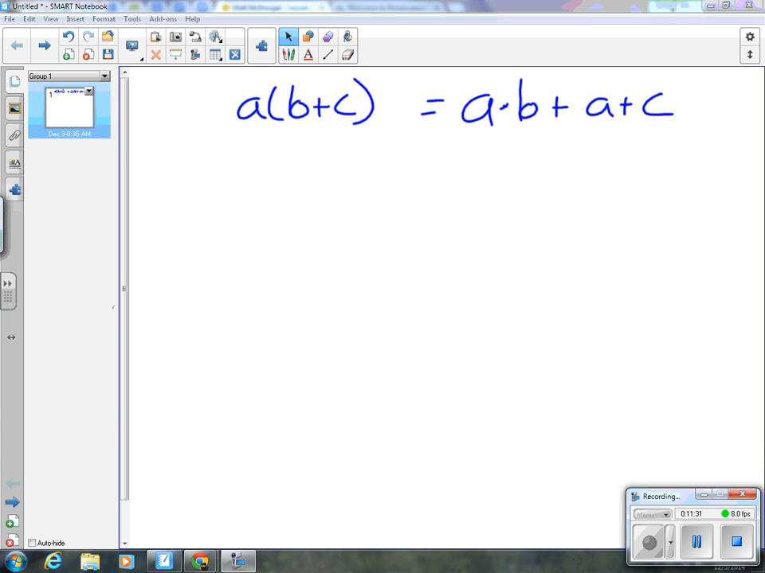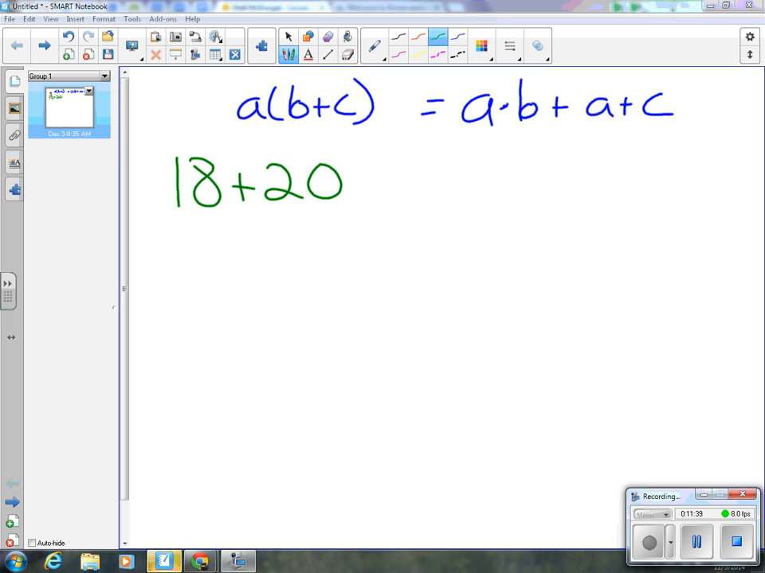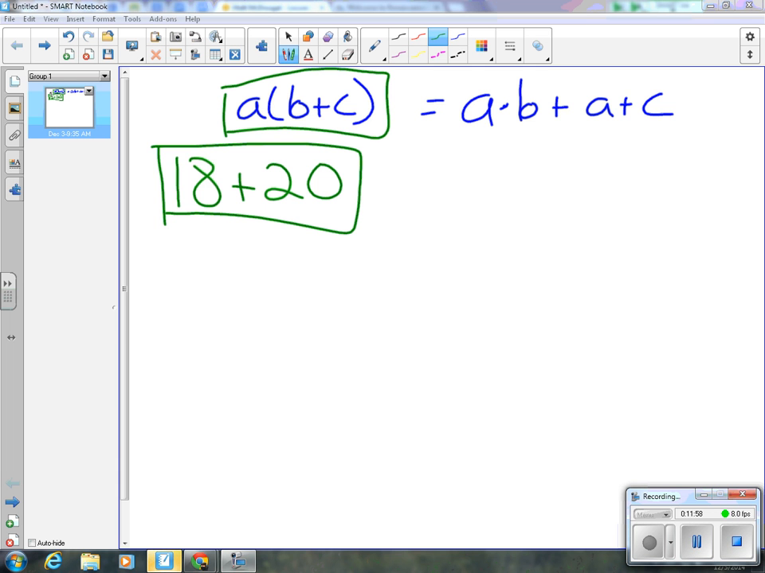Okay, the first problem on your worksheet says 18 plus 20. So we have this problem, 18 plus 20, and the directions say what? Factor the sum in terms of the product of the greatest common factor and a sum. So basically what we're trying to do is we are going to convert this to this form. Step number one, we need to find the greatest common factor. That's step number one.